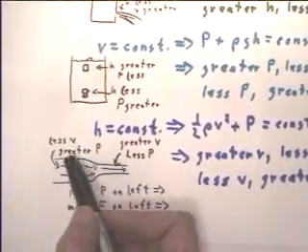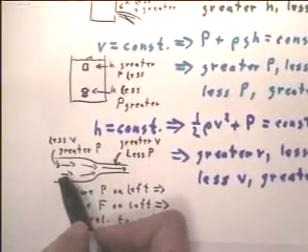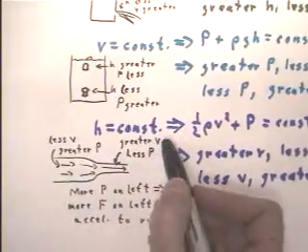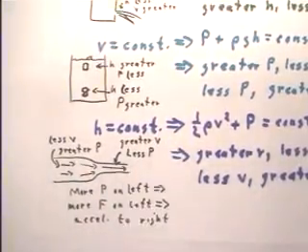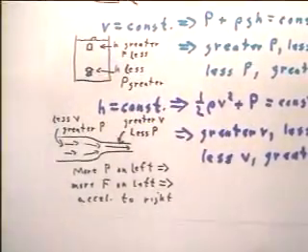Now, if there's less v, that means there's a greater pressure. So you have greater pressure here where the fluid is flowing more slowly, and where the fluid is faster, you have less pressure. Now that's sometimes a little hard for people to understand. It seems like it ought to be the other way.